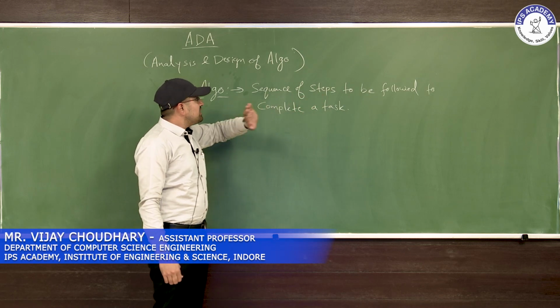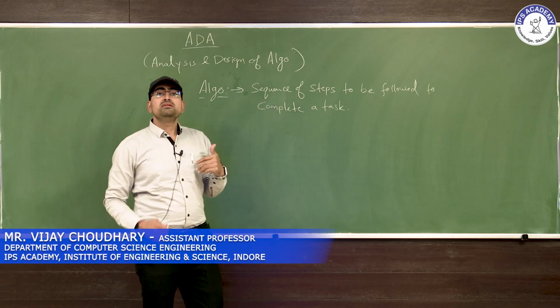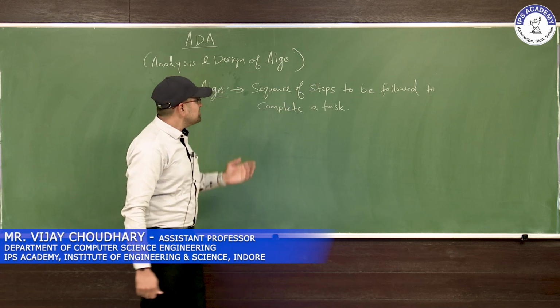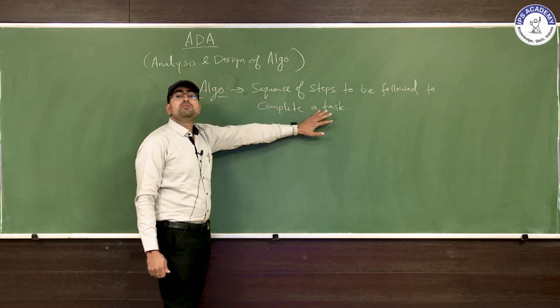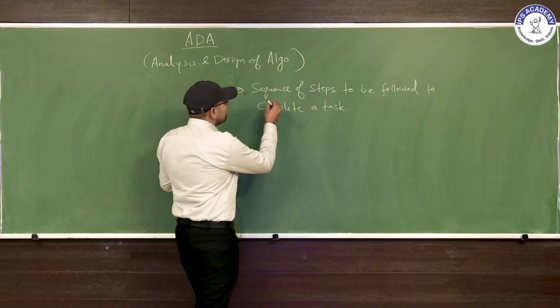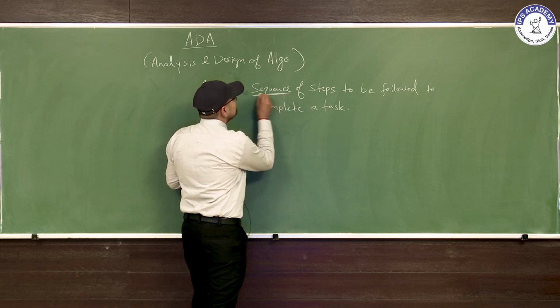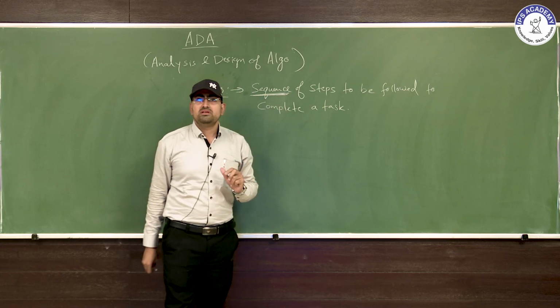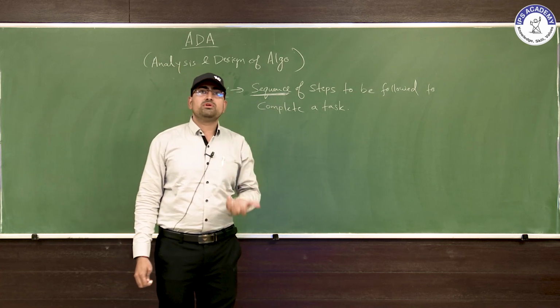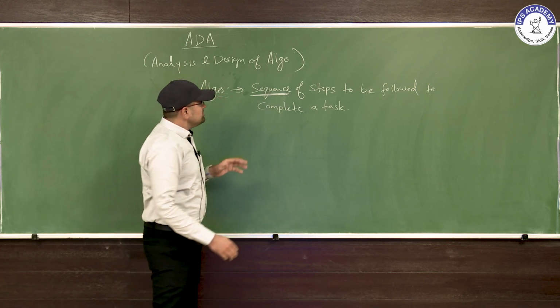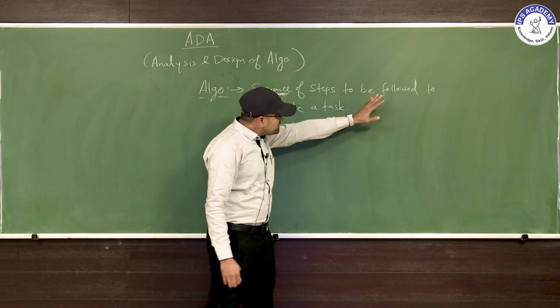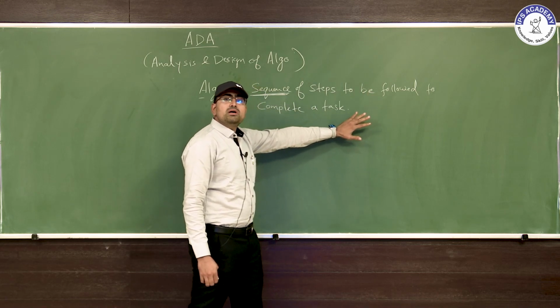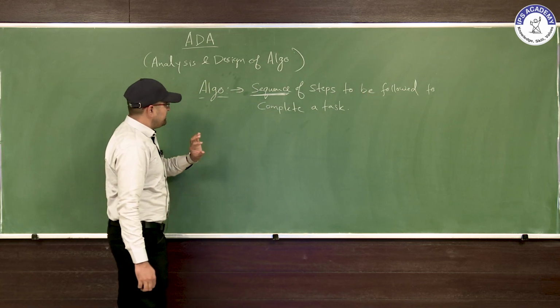As I have told, we cannot say it as a set of steps, right? Because in case of a set, the sequence is not important. That is why I emphasized on this sequence of steps to be followed, right? That means the sequence is very important here, right? We need to focus on the sequence also. So we need to mention all the steps to be followed to accomplish a particular task, right?